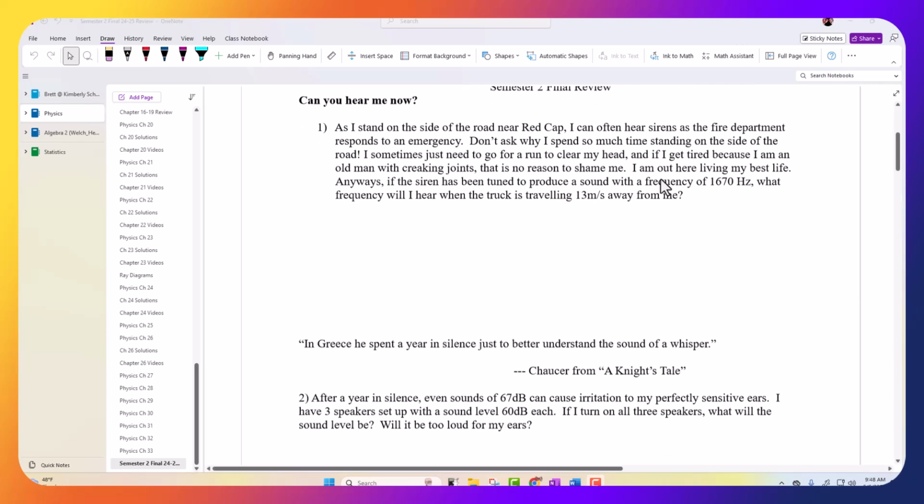So I stand outside of the road near Red Cap. I can often hear the sirens as the fire department responds to an emergency. Don't ask why I spend so much time standing on the side of the road. I sometimes just need to go for a run and clear my head. And if I get tired because I am an old man with creaky joints, that is no reason to shame me. I am out here living my best life. Anyways, if the siren has been tuned to produce a sound with a frequency of 1670 hertz, what frequency will I hear when the truck is traveling 13 meters per second away from me?